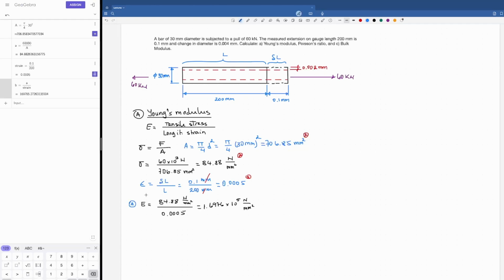Now let's move on to calculate what is called the Poisson's ratio and bulk modulus, which is part B. So let me use a different color. Yes, B. Here, then, this is Poisson's ratio.